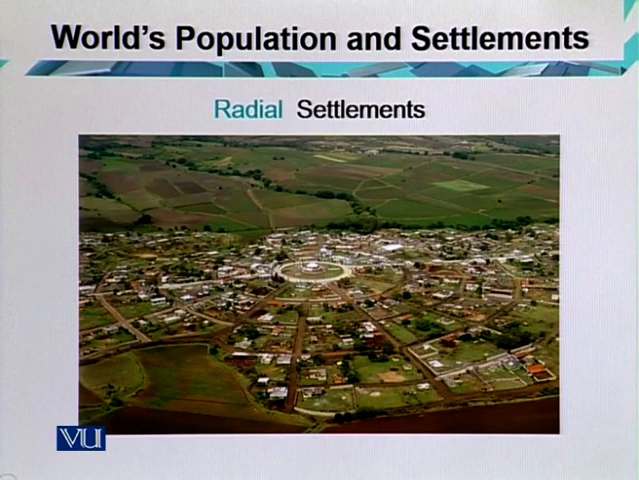Now here the second one is the radial settlement. It is actually controlled by the central place.